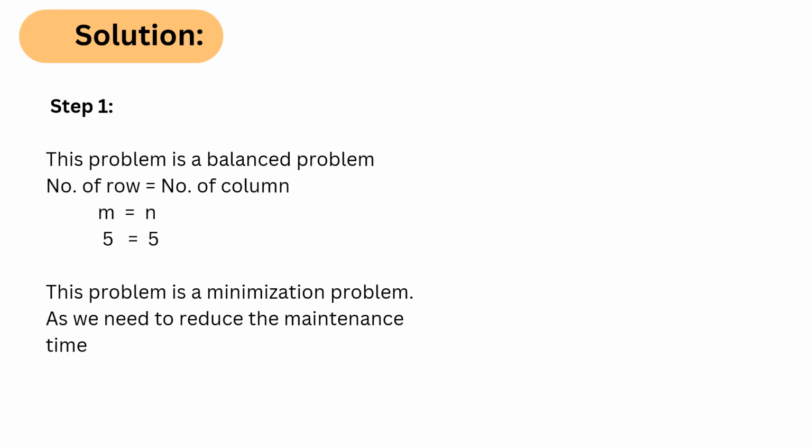Step 1 is first we have to analyze whether the problem is balanced or not, or whether it is a minimization or maximization problem. To analyze whether the problem is balanced, the number of rows should be equal to the number of columns. That is, we have 5 rows and 5 columns. Next, we have to minimize the hours. So this problem is a minimization problem.